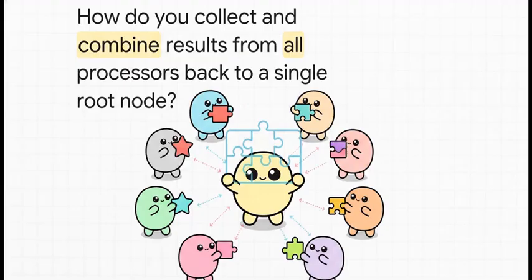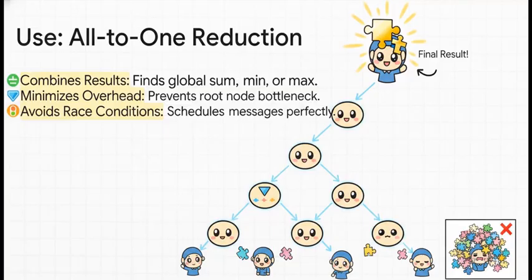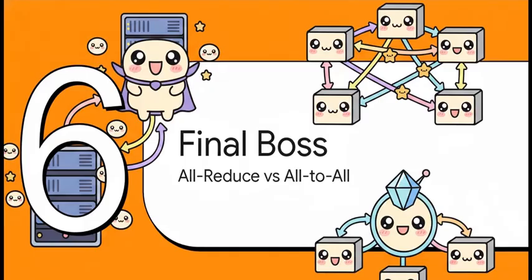And now for stage 2. All the processors have finished their work and they each have their own little piece of the answer. We need to gather all those pieces at the root and combine them into one big final result. For this job, you need an all-to-one reduction. I mean, the name says it all. It takes data from all the processors and reduces it down to one final value at the root. It's super smart because it combines the results as it goes, using that same tree structure, but backwards. This is so important because it stops the root processor from getting totally swamped with 1,000 messages all at once. No bottlenecks here.